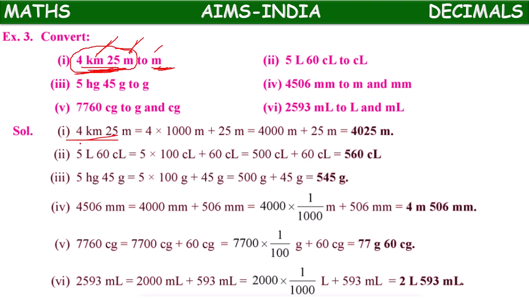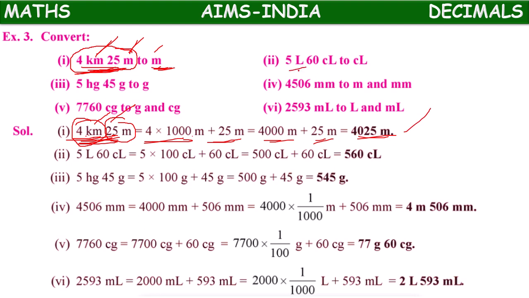Here they have given 4 kilometer 25 meter. 4 kilometer means kilo stands for 1000, so 4 into 1000 meter. We change it as 4 into 1000 meter plus 25 meter, because it has a value of 4 kilometer and beyond that 25 meter extra is there. So we have to add both values. 4 into 1000 plus 25, 4000 plus 25, 4025 meter.